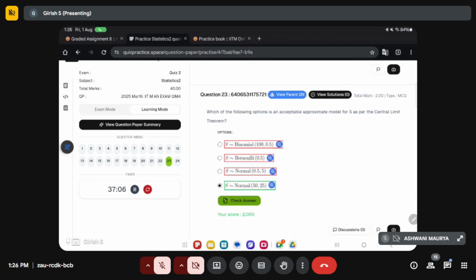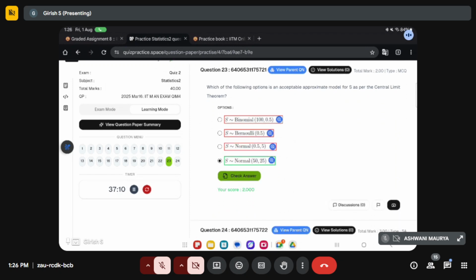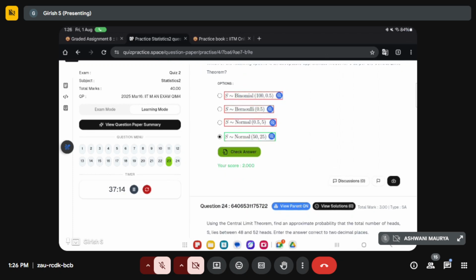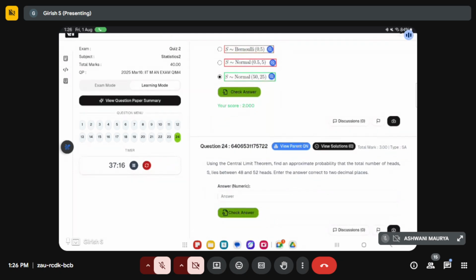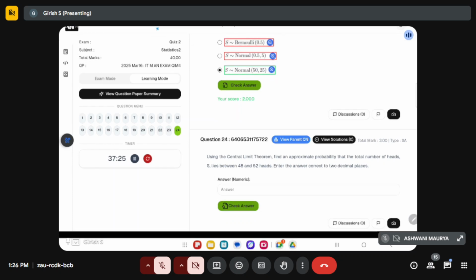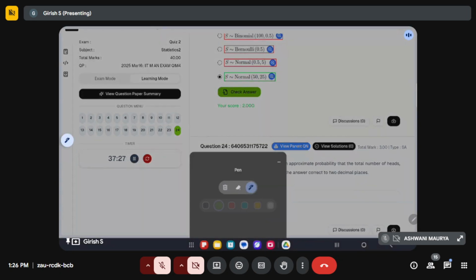That's why only one answer is correct here. Ideally both, but because it's asked as central limit theorem, it's only one answer. Now, for your last question, we have to use central limit theorem. We want to find this. I think we did most of the things in the last question itself, and let's proceed.